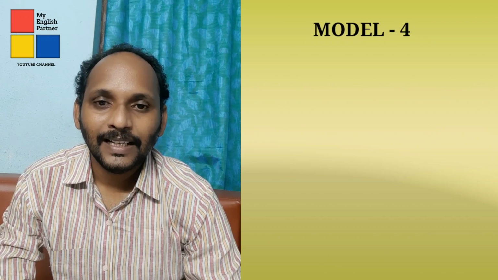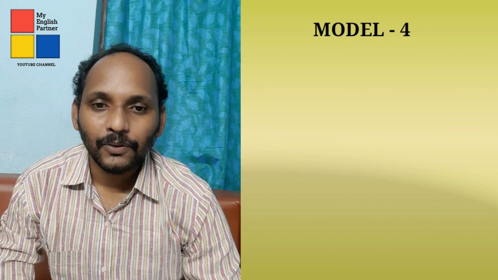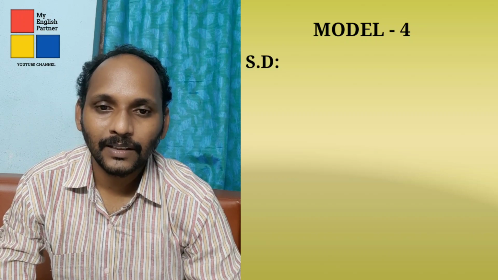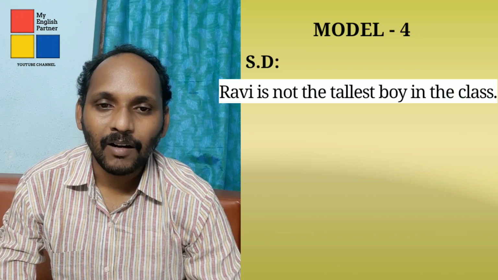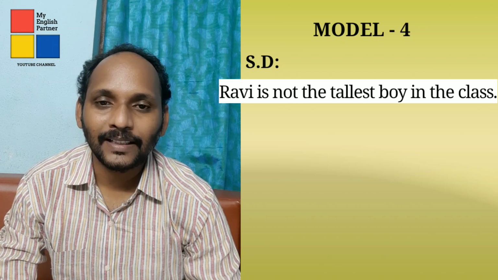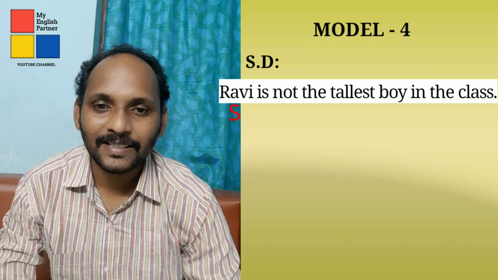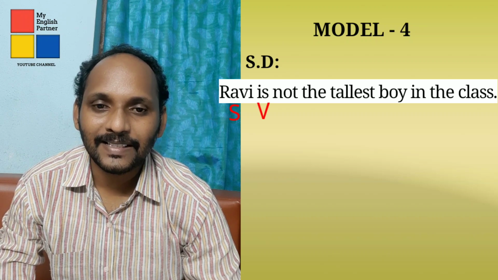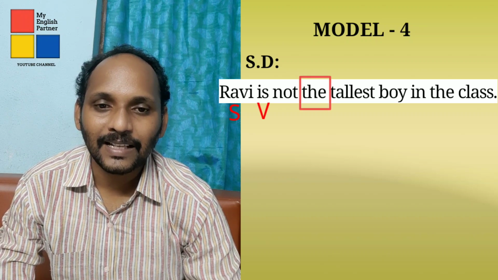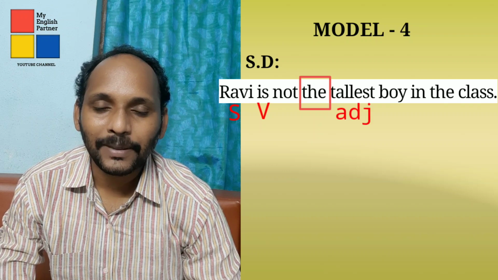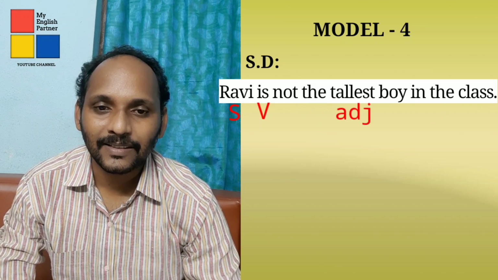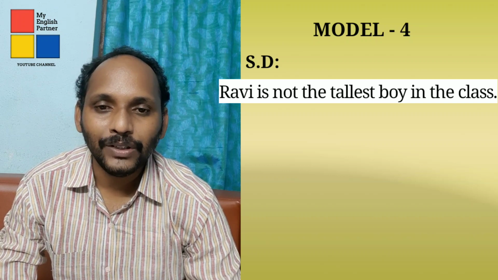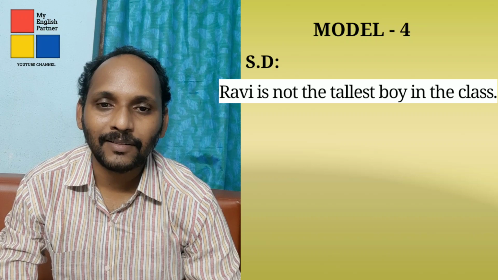Model 4. In this sentence, we can observe we have a negative comparison. Ravi is not the tallest boy in the class. Ravi is the subject, "is" is the verb, "not," "the" is the additional part, "tallest" is the adjective. The remaining part is the last part of the sentence. Actually the sentence is in superlative degree. Of course, we can change the sentence into comparative degree.